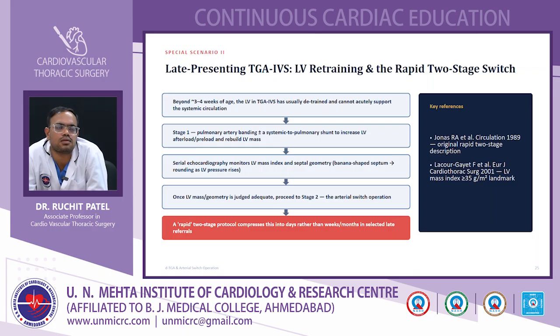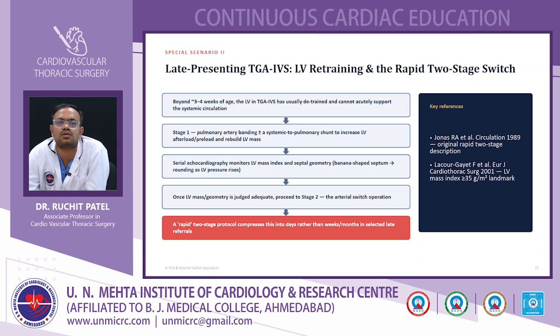And we can also consider the banana shape. If LV pressure is getting back, the geometry changes from banana shape to a rounded shape. Once we find that LV mass or geometry is adequate, with LV mass index more than 30 grams per meter square, or volume more than 35 ml per meter square, or posterior wall thickness more than 3.5 mm, that is the borderline accepted criteria for arterial switch operation.